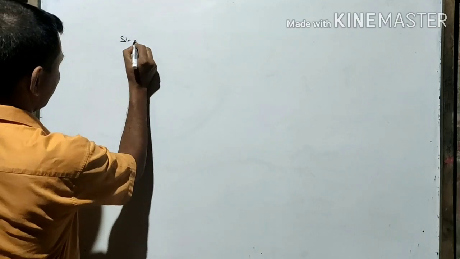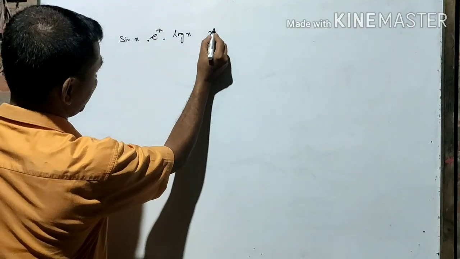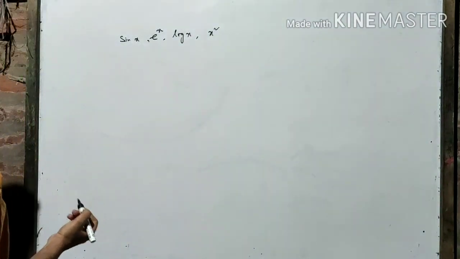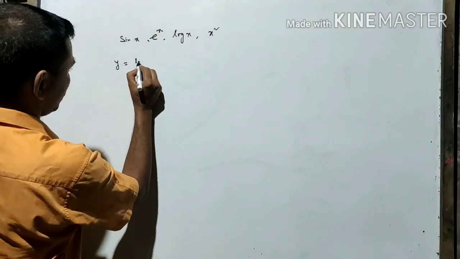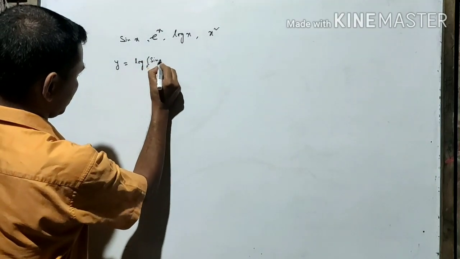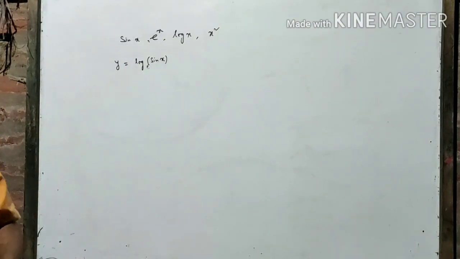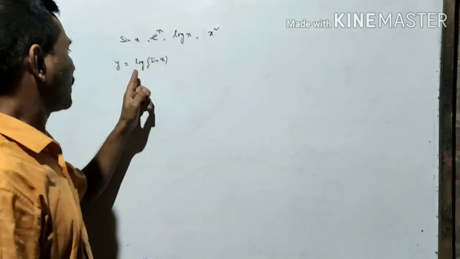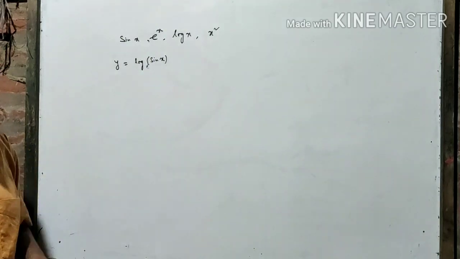As you all know, sin x, e to the power x, log x, x square, all these are functions. Now, what are functions of functions? Suppose I write log of mod sin x. Log of sin x is a function of function, because log is a function which is applied on another function, sin. So this is a function of function.